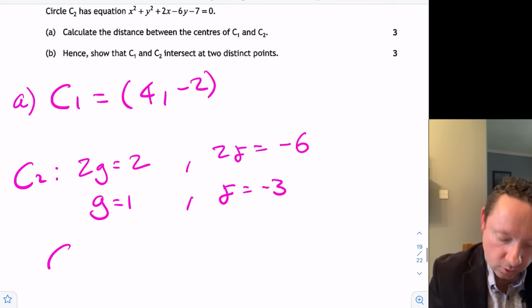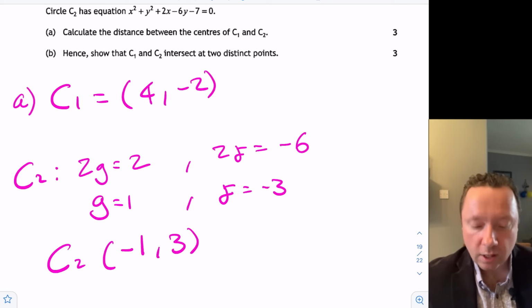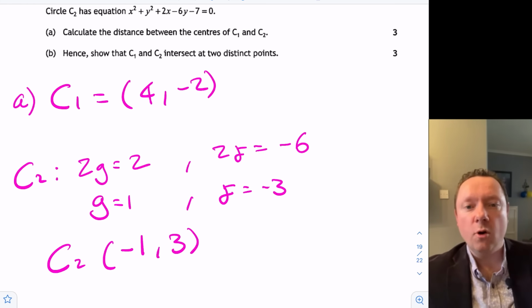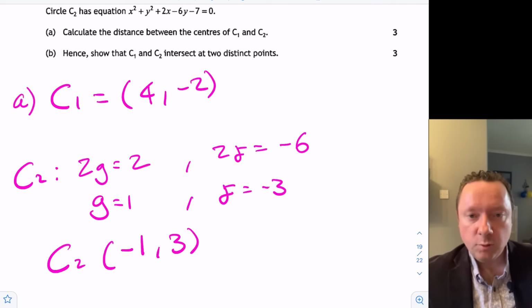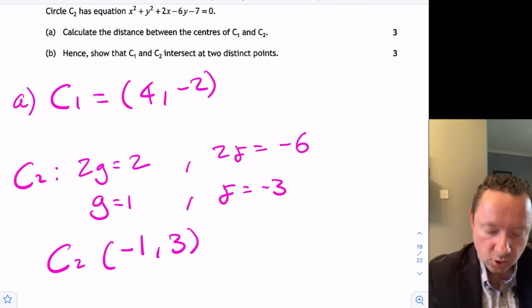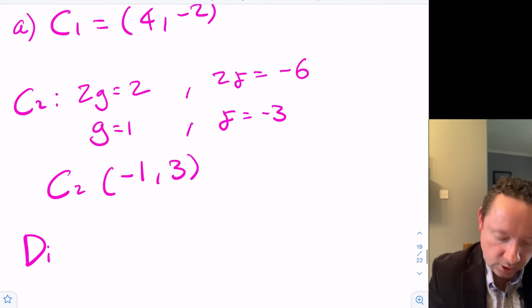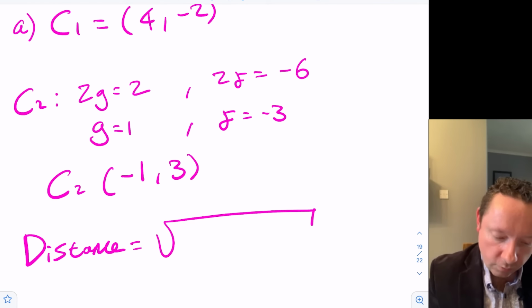So our centre of C2 is just minus g, minus f, which is minus 1, 3. So now we want the distance between them. So it's the distance formula, which is already Pythagoras: the difference between the x's squared plus the difference between the y's squared. So the distance is going to equal the square root of 4 minus minus 1, squared, plus minus 2 minus 3, squared.